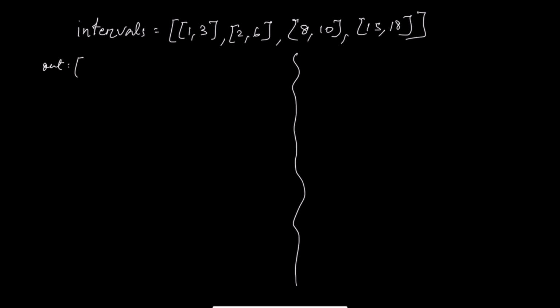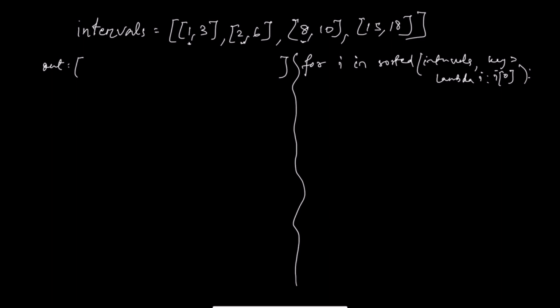So we would need an output array, of course. And what we will do is we will loop through our intervals, but we will sort our intervals first. We will be sorting our intervals with the first position of our arrays inside our interval arrays. So sorted intervals, and our key would be lambda i of 0th position.